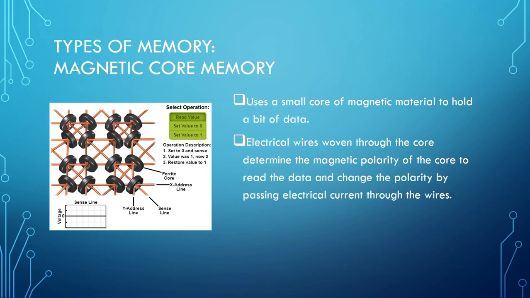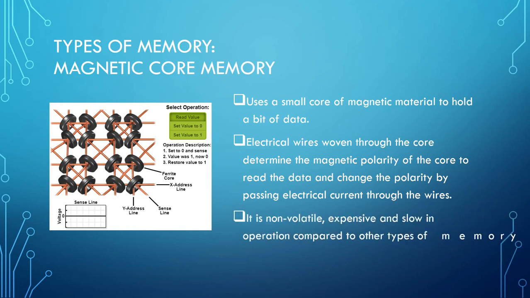It uses a small core of magnetic material to hold a bit of data. Electrical wires woven through the core determine the magnetic polarity of the core to read the data, and change the polarity by passing electrical current through the wires. It is non-volatile, expensive, and slow in operation compared to other types of memory.